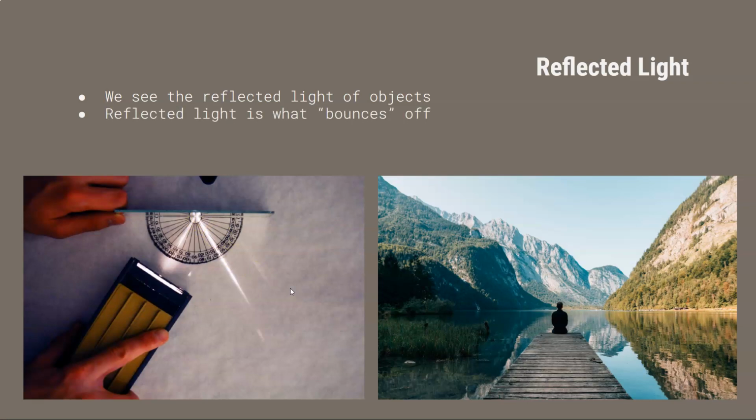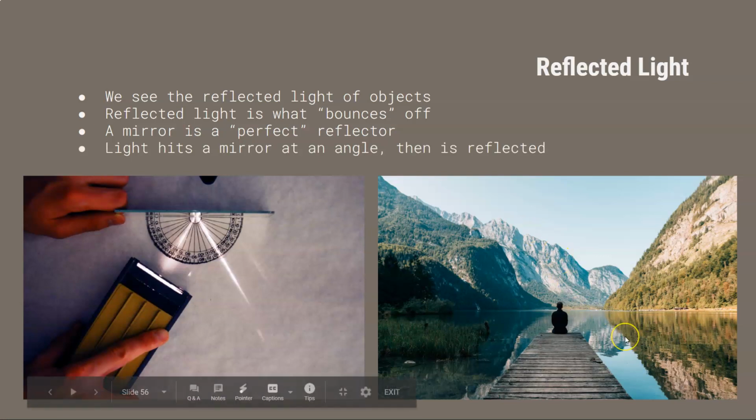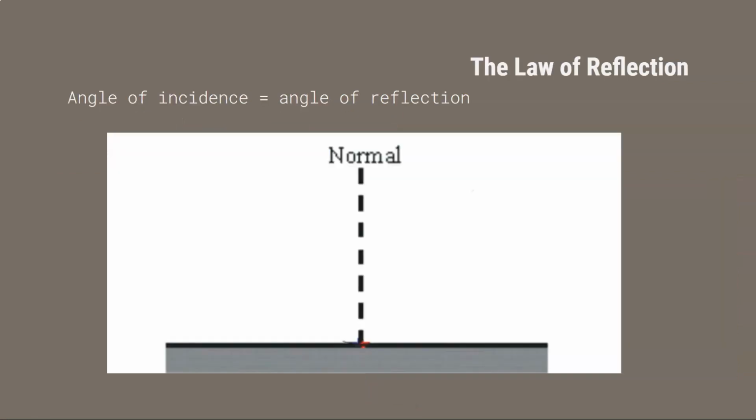Reflected light is when it bounces off of something. A mirror is a perfect reflector because we can use a mirror to bounce light off and look at reflected objects. Light hits the mirror at an angle and then is reflected, like you can see here. If you have a nice, perfect, glassy body of water, you can also see a reflection in that body of water.